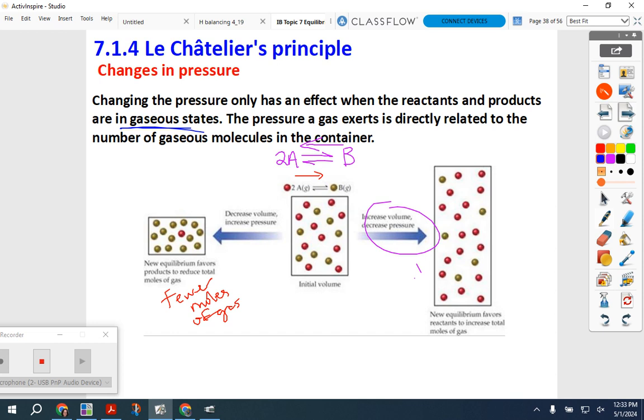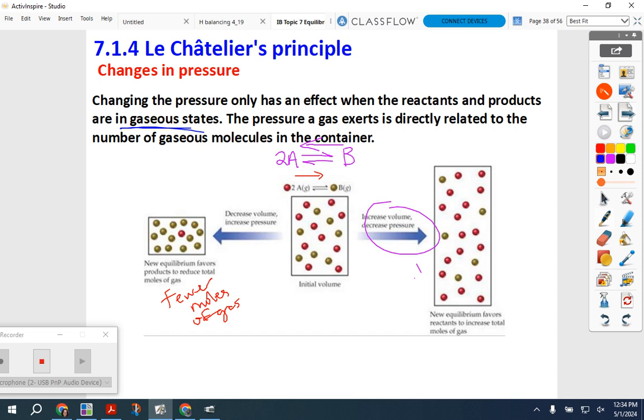If we expand the tank, we decrease the pressure, then the system is going to move in the direction of making more moles of gas to try to bring the pressure back closer to what it was earlier. Okay, so more moles of gas in the same space is higher pressure. So if we increase the pressure, the system is going to try to decrease it. If we decrease the pressure, the reaction system is going to try to increase it.